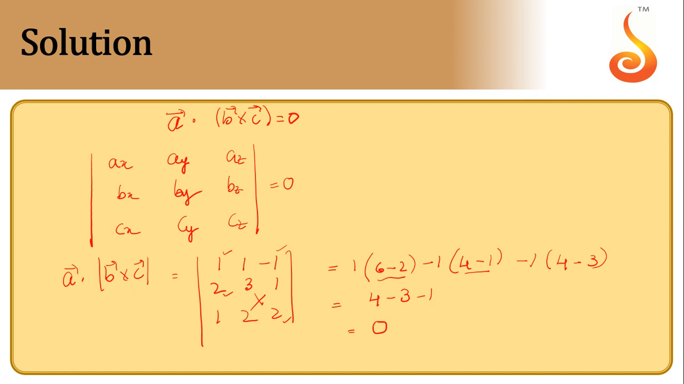What does it mean? It means that vectors A, B, and C are coplanar. They are coplanar, which implies that all the three vectors lie in the same plane.